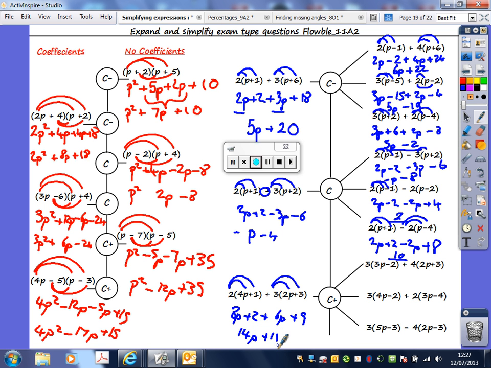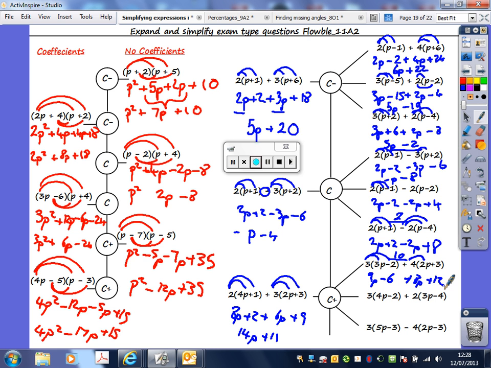Okay, last 3 over here. We've got different coefficients, but we've got a negative in one of the brackets here. So we've got this one here. 3 times by 3p is 9p. 3 times by -2, -6. Okay? Then we've got 4 times by 2p, which is 8p. And then we've got 4 times by 3, 12.